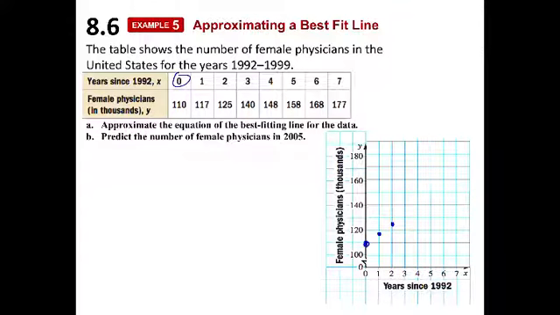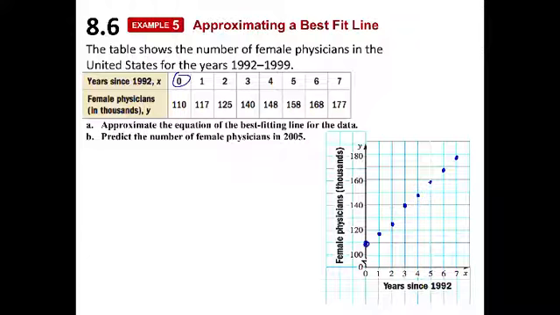At 3 years, there's 140, which is nice. That falls exactly on a point. At 4 years, we're at 148, so getting kind of close to 150. At 5 years, we're at 158, so closer to 160. At 6 years, we're at 168, so close to 170. And at 7 years, we're at 177, so kind of close to 180.